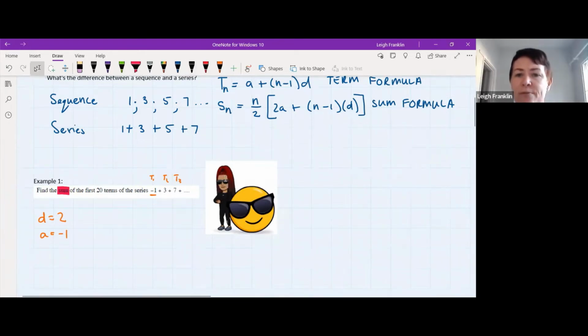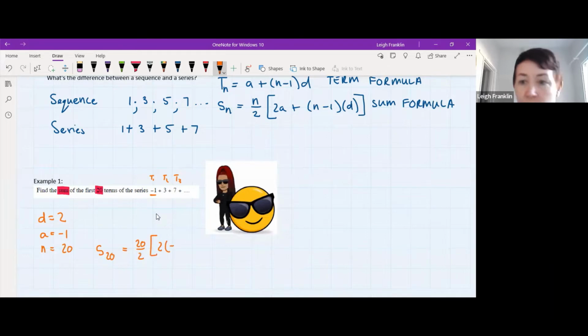So when we look at the Sn formula, it's not just enough for us to know what A and d are. We also need to know the sum to what number of terms. In this particular case, they've already told us that it's going to be the sum to the first 20 terms of the pattern. So that means that in this case, n is equal to 20. So now we're going to sub into our Sn formula. So the sum to 20 terms is n over 2. So this will be 20 over 2, square brackets, 2a.